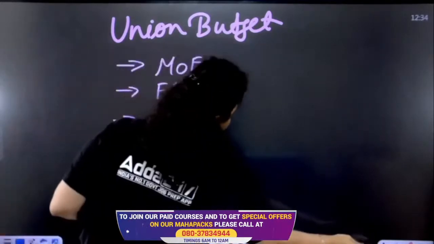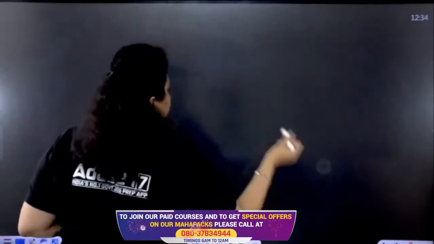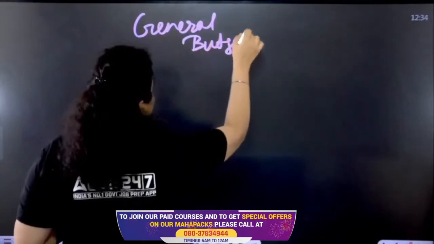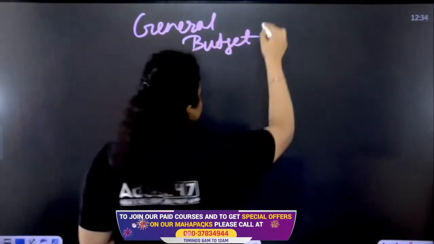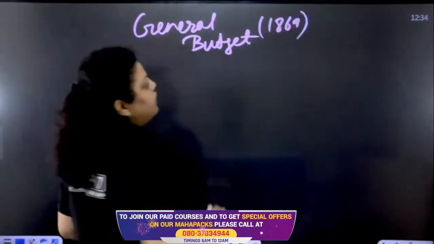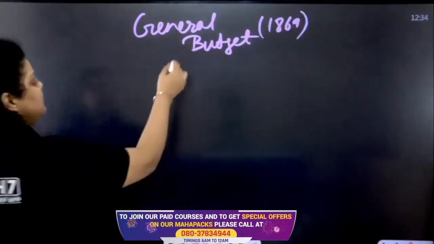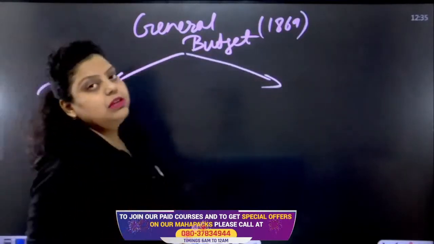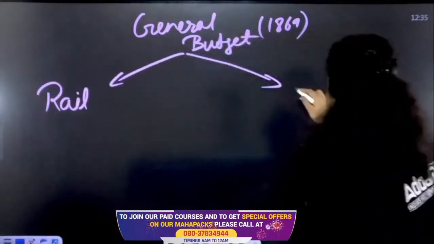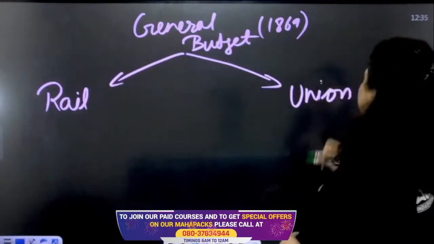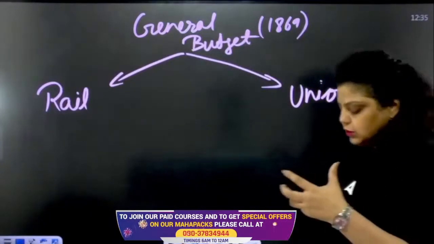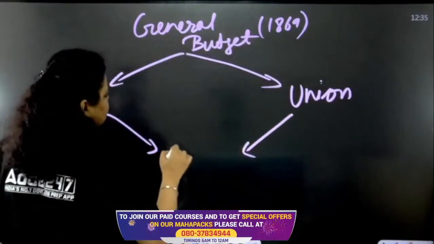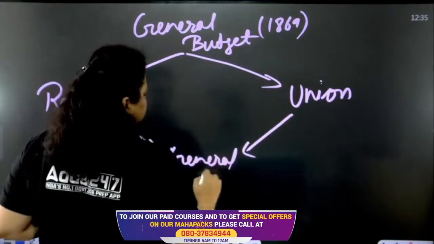Now how has this started? In India the general budget was introduced by the Britishers in 1869. So the first budget of India was introduced in the year 1869. Then this general budget was divided into two parts. The first part was the rail budget, presented by the Railway Minister, and the second was the union budget, presented by the Finance Minister and prepared by the Ministry of Finance. Then again in 2017-18 it was converted into the general budget.